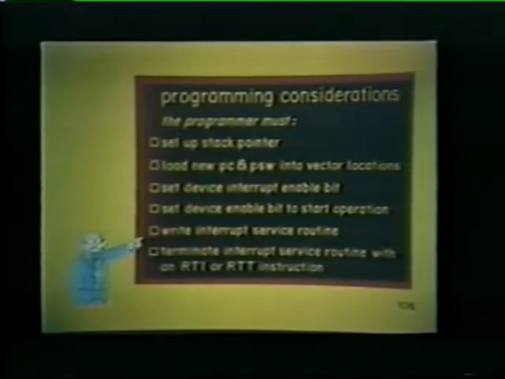In writing any I/O program, there are several programming considerations that the programmer is responsible for. First of all, there must be an instruction to set up the stack pointer. This is usually included at the beginning of the main program. Then, the peripheral subroutine must include instructions to load a new PC and PSW into the interrupt vector locations. There should also be an instruction to set certain bits, such as enable and interrupt enable, in the peripheral CSW. Finally, the programmer must write an interrupt service routine that will transfer the data to or from the peripheral. This routine must end with an RTI or RTT instruction so the main program can be re-entered.